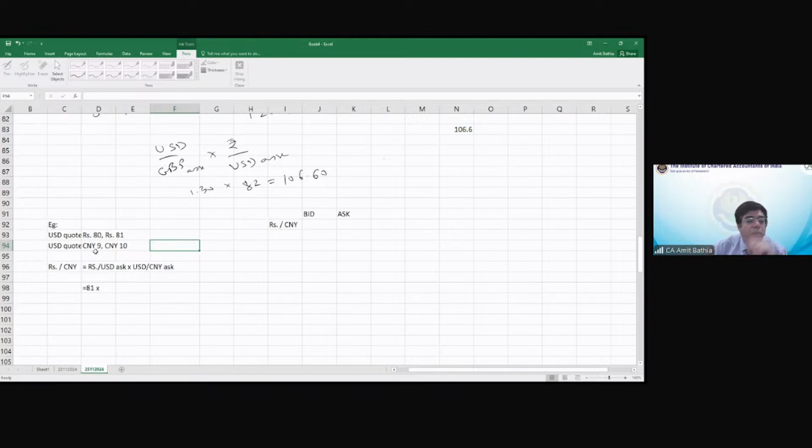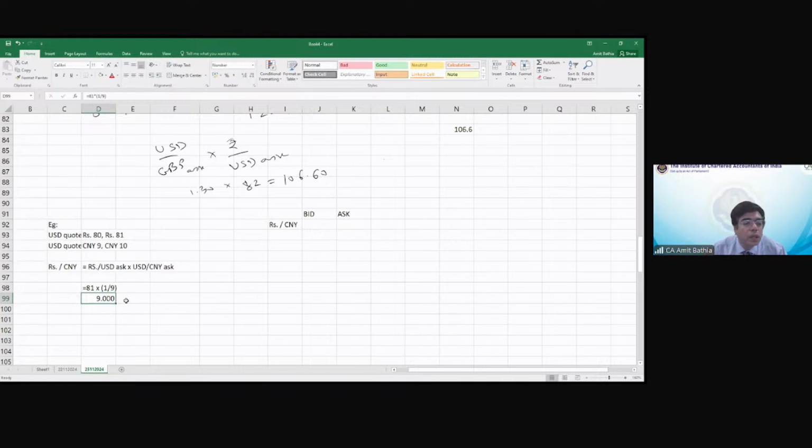But remember, bid price becomes ask price and ask price becomes bid price. So here the bid price 1 upon 10 becomes the ask price, so it will be into 1 upon 10. Am I right? Is everyone with me? So I will have over here 81 into 1 upon 10, and this comes to 9. So I have found the ask, which is 9. Now I need to calculate the bid. So how do I do that?